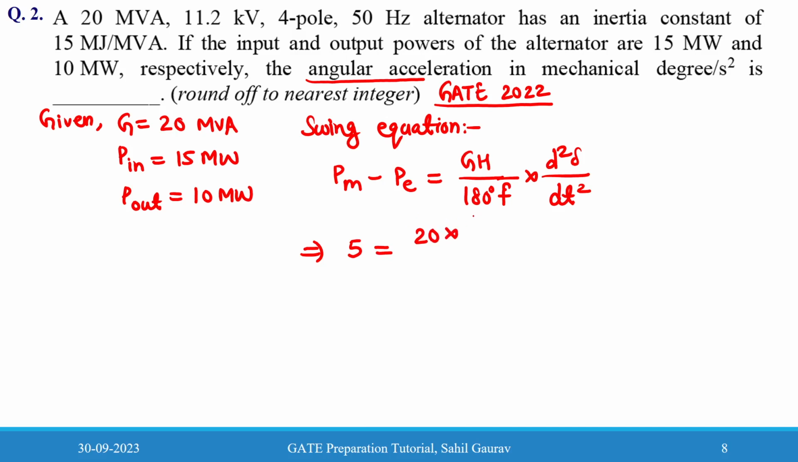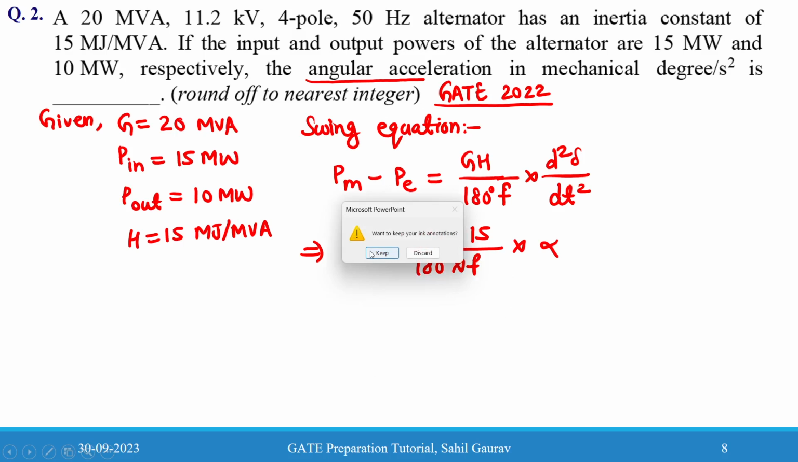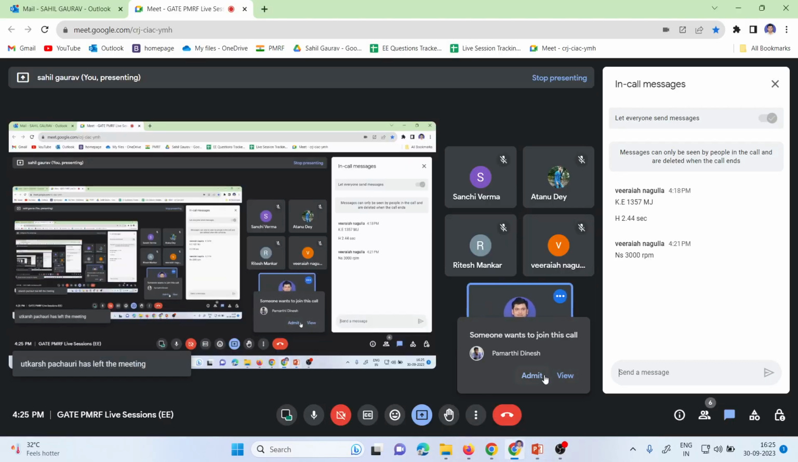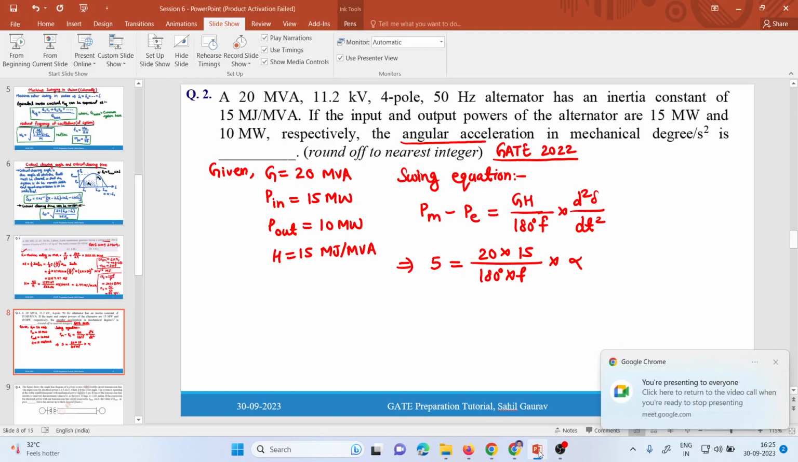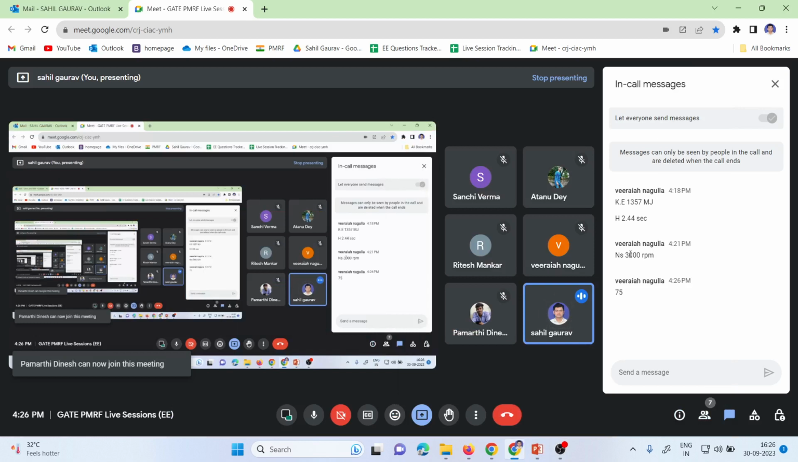and H is also given, as 15 megajoule per MVA. So H is 15 divided by 180 degree into F. So this is the angular acceleration, we can represent it as alpha. Okay, wait, 75. Nagula has got the answer. Very good. 75.